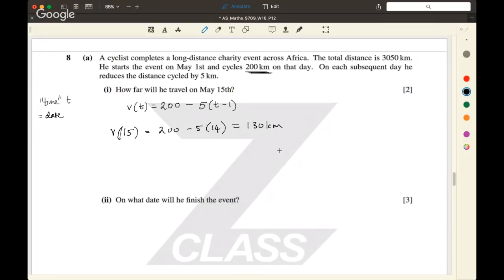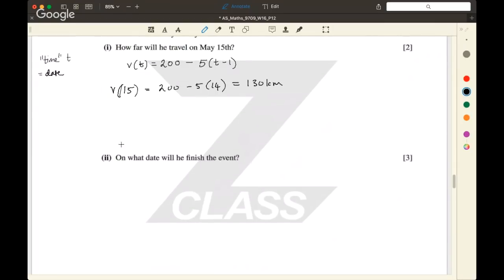And now they want to know what date he will finish the event. So now we need to integrate. I'm going to note that v is the rate of change of distance over time. So I'm going to define ds is therefore v of t dt, which is 200 minus 5t plus 5. I've just expanded out the bracket, which is 205.